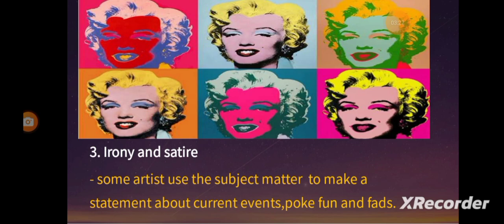Number three, irony and satire. Some artists use the subject matter to make a statement about current events, poke fun at fads. Humor was one of the main components in pop art. Artists use the subject matter to make a statement about current events, poke fun at fads, and challenge the status quo of the current culture.